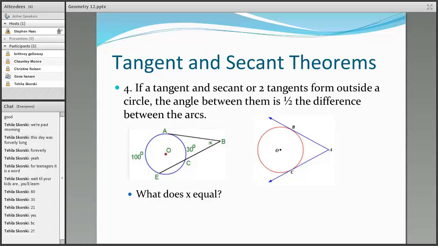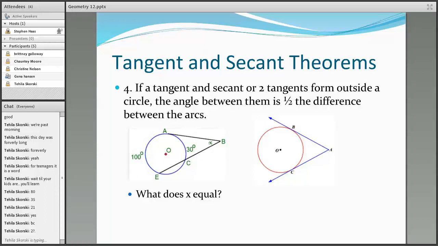We're going to discuss them as we move along, and I hope everybody will participate when we do the practice ones. First of all, if a tangent or secant, or 2 tangents, form an angle outside a circle, the angle between them is 1/2 the difference between the arcs. Just like with 2 secants. This is really the exact same rule as we applied when we talked about 2 secants. On the example on the left, who can tell me what angle x is? Remember, it's the difference between the intercepted arcs. So what is the difference between the intercepted arcs?